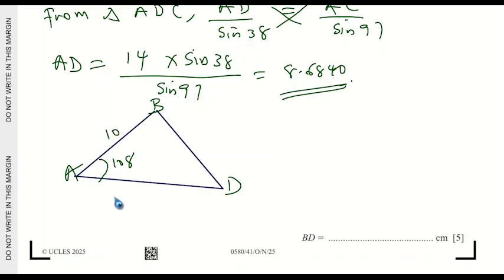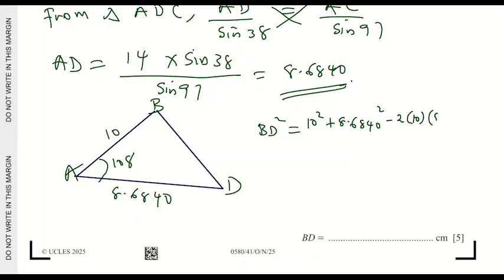Then we found AD to be 8.6840. So we can find BD now, right? Using cosine rule. Okay, so straight away, BD squared equals 10 squared plus 8.6840 squared minus 2 into 10 into 8.6840, then cos 108 degrees. Okay, so this is pretty easy, right?